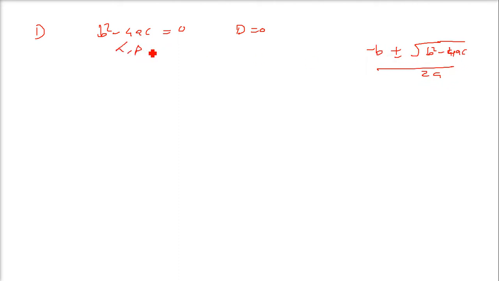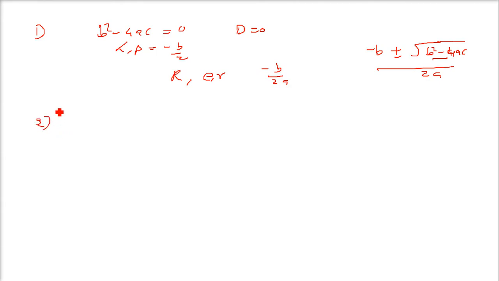The first result we get is when b square minus 4ac is equal to 0. So when the discriminant is 0, we have minus b plus minus under root b square minus 4ac by 2a. Now this is 0, so you will get minus b by 2a for alpha and also for beta. So if b square minus 4ac is equal to 0, that is, the discriminant is 0, the quadratic equation will have real and equal roots, and both are equal to minus b by 2a.